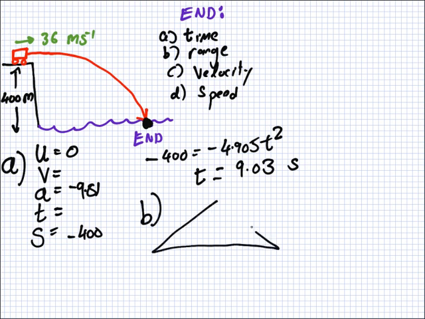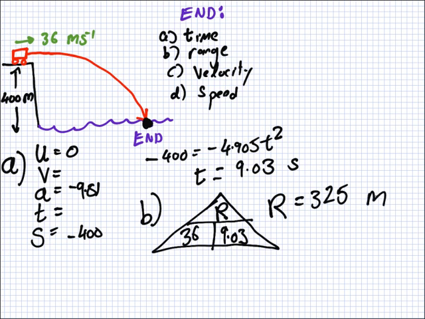So we can use the distance, speed, time triangle. Distance we want. Speed is 36 and the time is 9.03. So what's the range? 325.097, so 325.1 meters. C, what's the velocity?